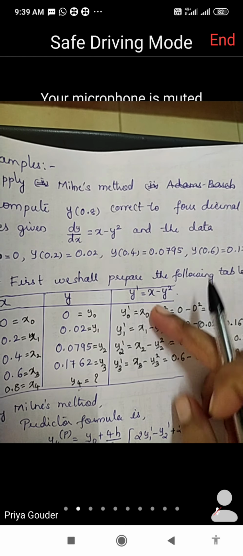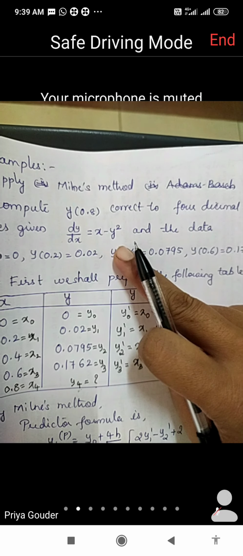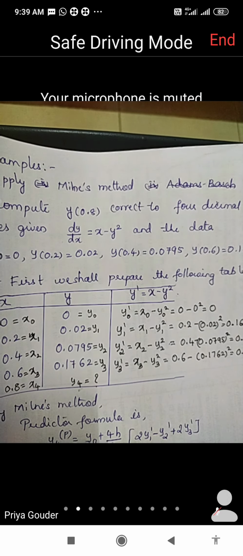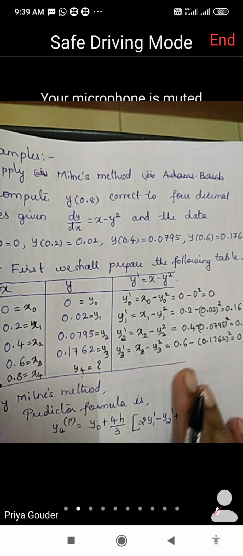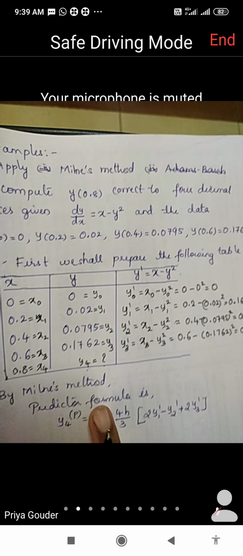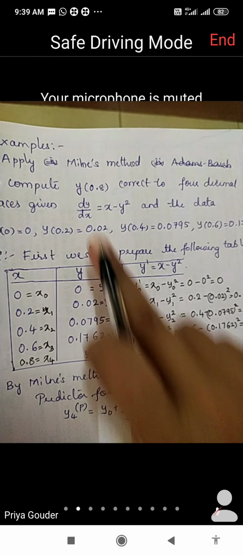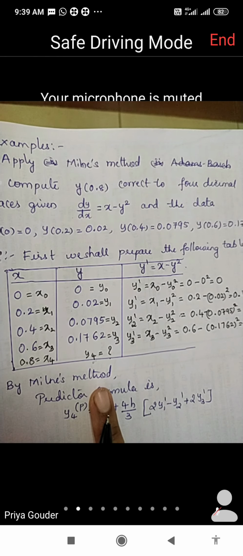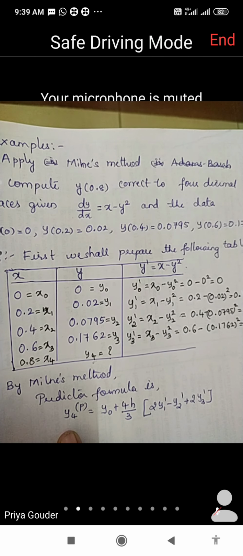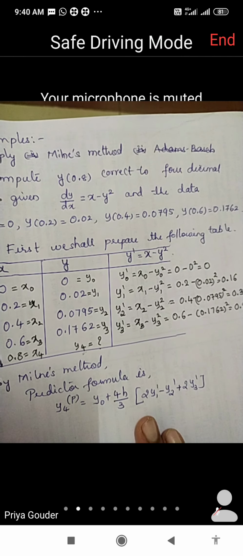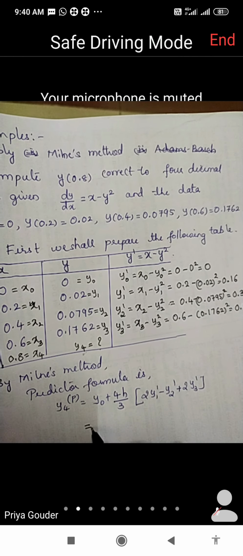This equation, how we have got this, is by using the same given differential equation. Got it? Now, after this table, you have to just apply the method. They have told it by some particular method. You need to follow Milne's method only now. What is the predictor formula? This is my predicted value of y4. Y4 bracket P is y naught plus 4h by 3 bracket 2y1 dash minus y2 dash plus 2y3 dash. Hopefully you have written the formula. Then we need to substitute.